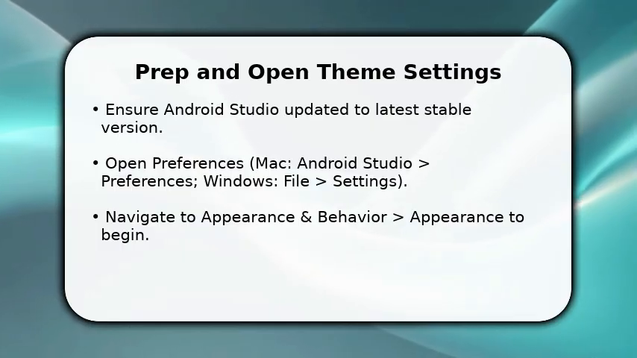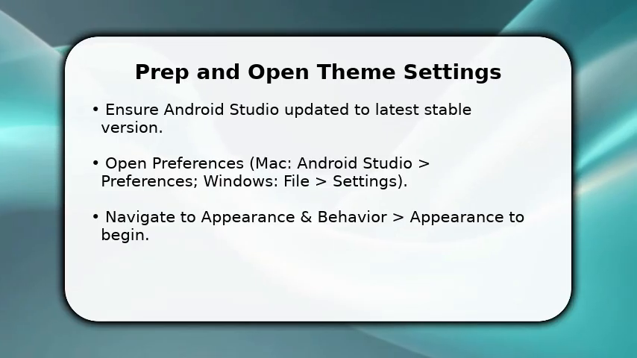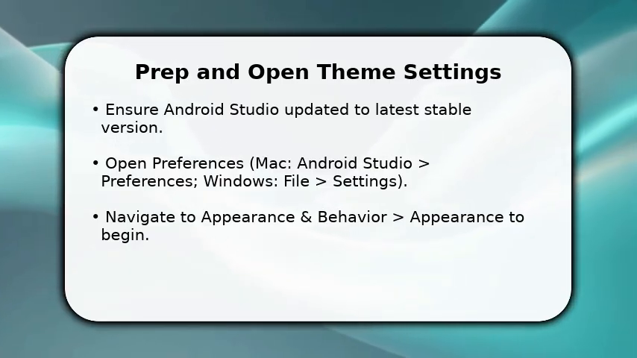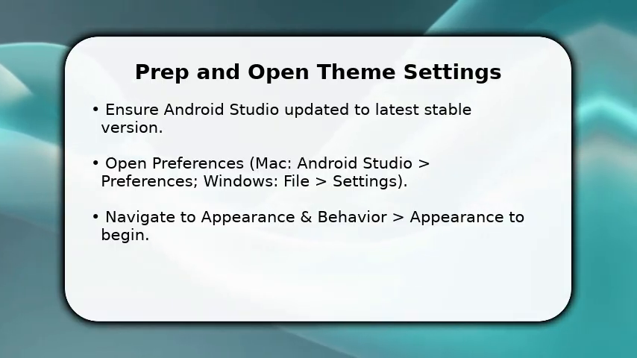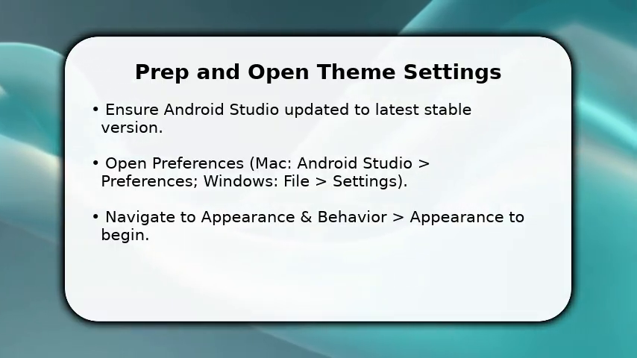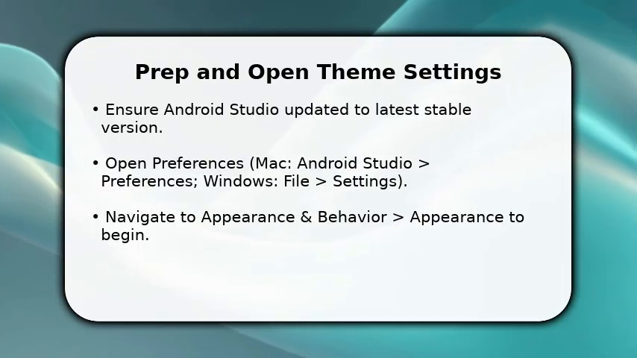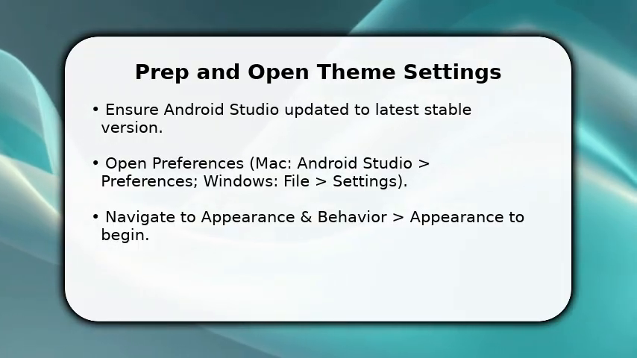You'll start inside Android Studio with a project open. Don't delay. Open Preferences or Settings now and go to Appearance and Behavior, then Appearance. Once there, you'll see Theme Options and a Preview pane. This is where you control editor and UI color schemes.